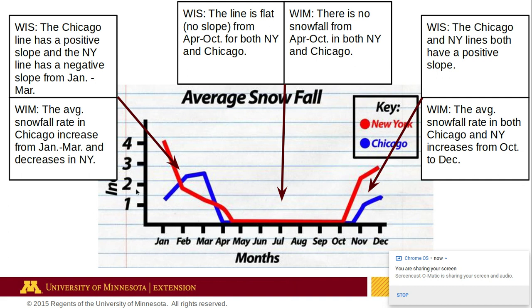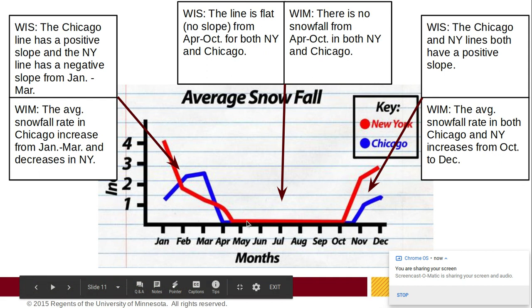For the what I see statement, I said the Chicago line, the blue line, has a positive slope or increase, and the New York line has a negative slope or a decrease. What it means, the average snowfall rate in Chicago increased from January to March, while it decreased in New York from January to March. Then I went to the flat line here.